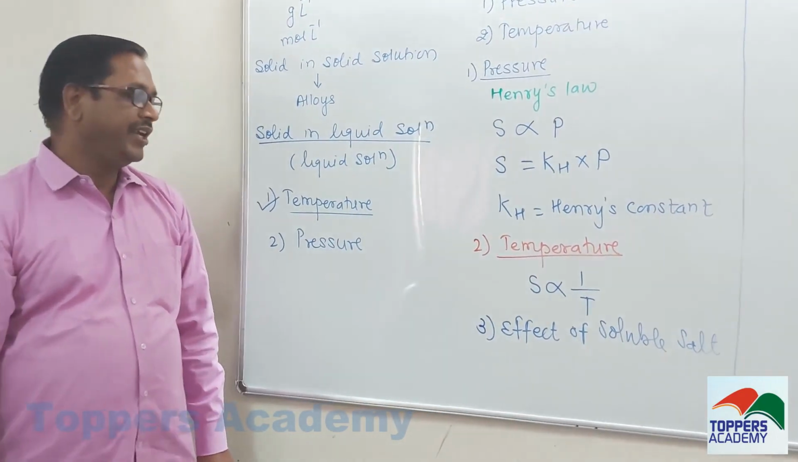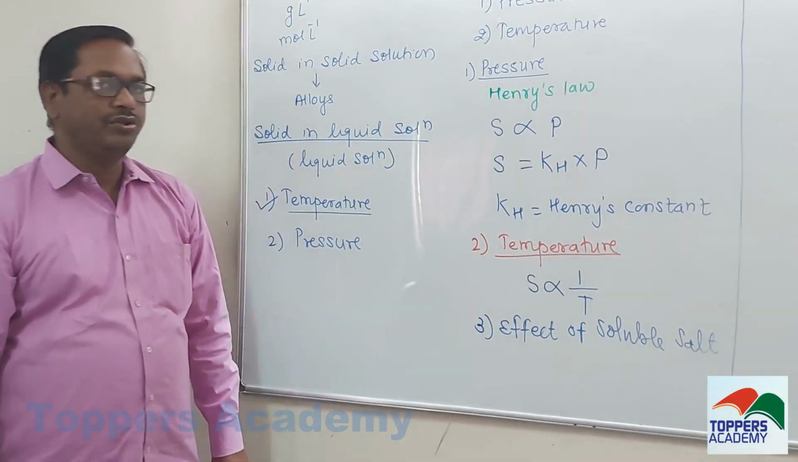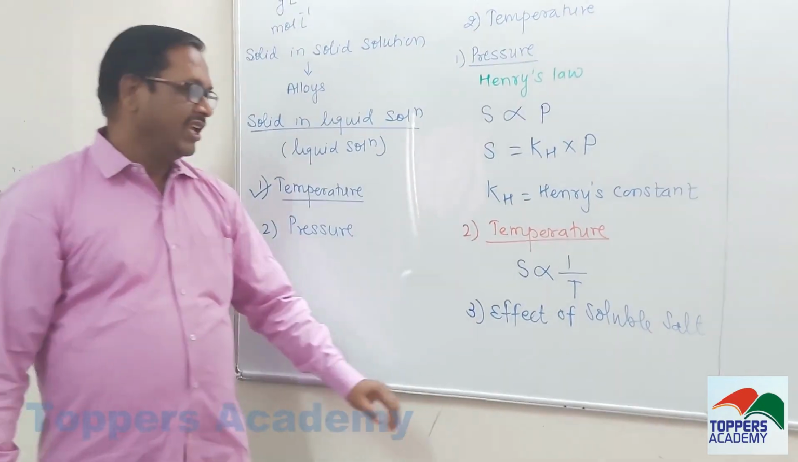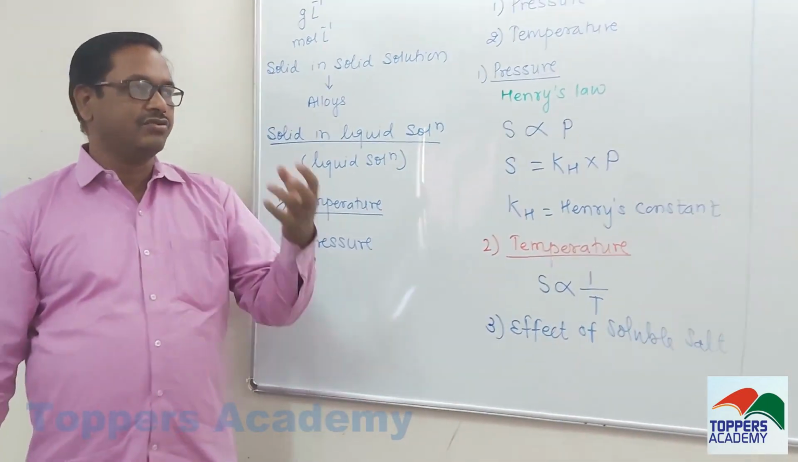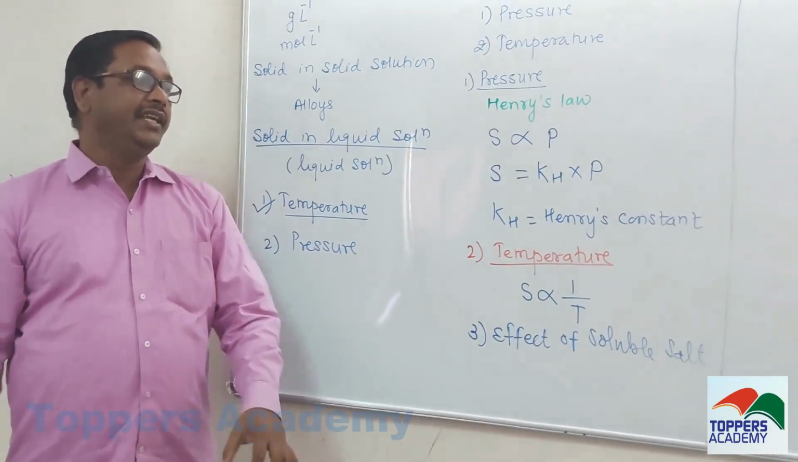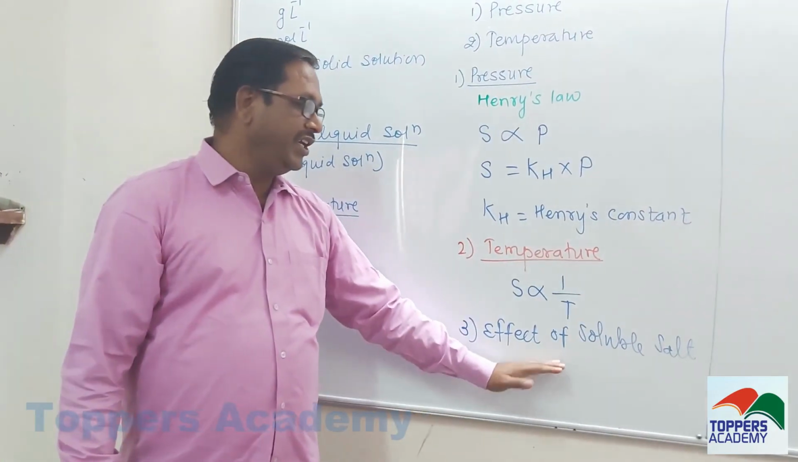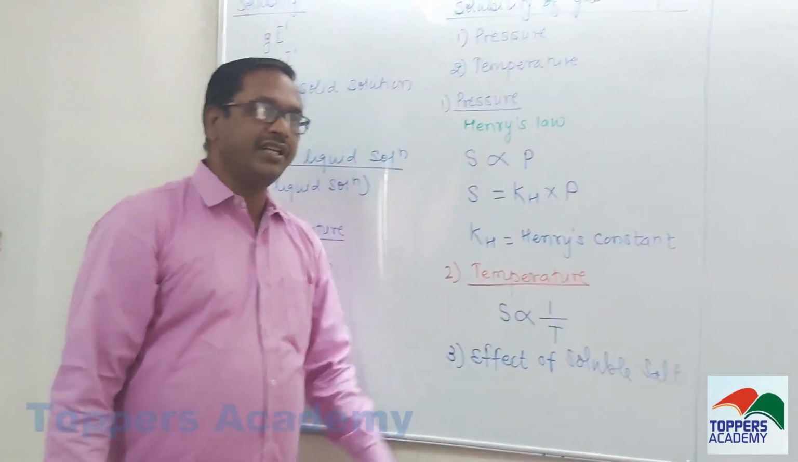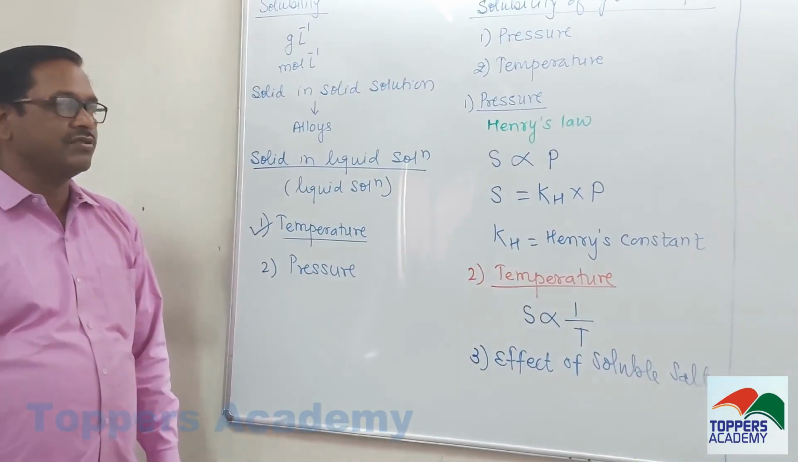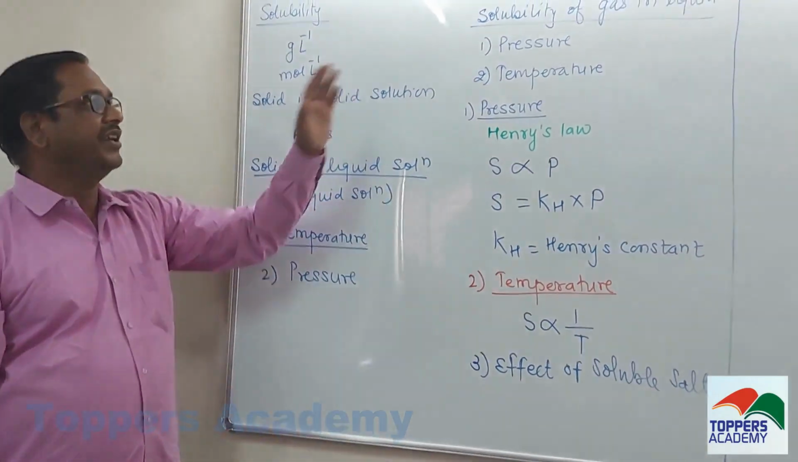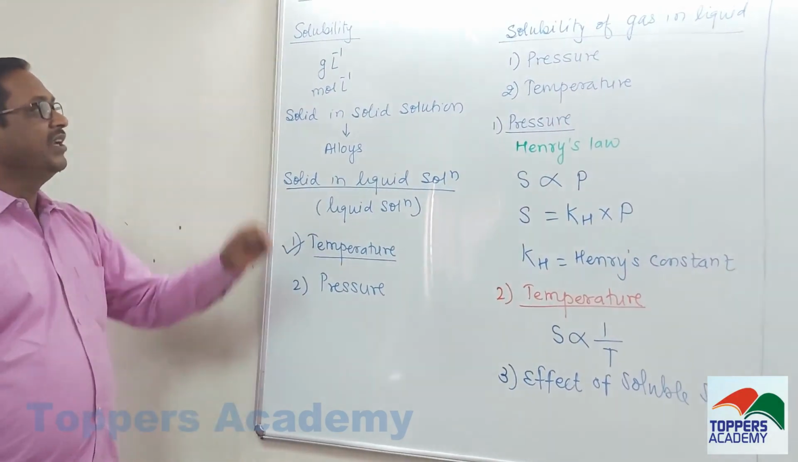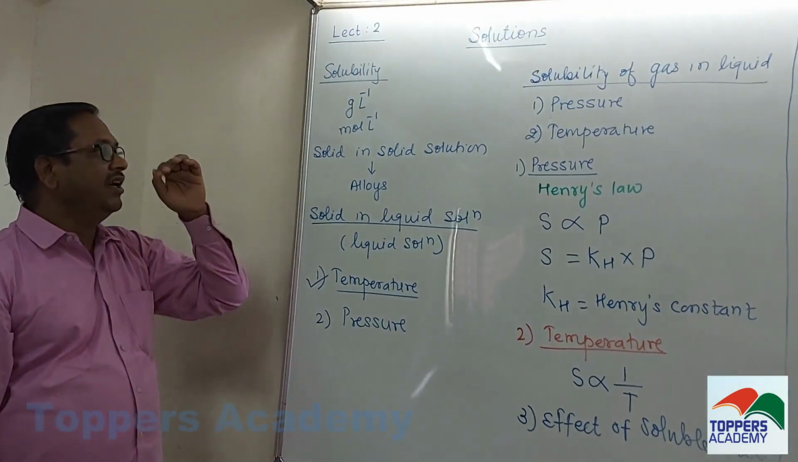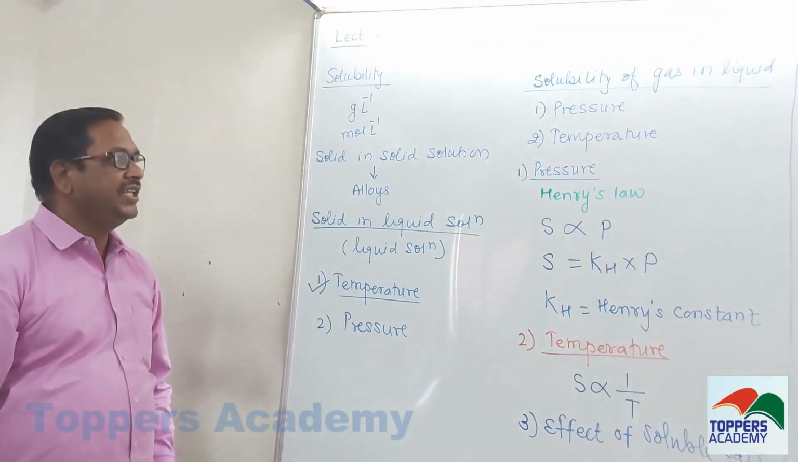Means when temperature increases, solubility decreases there. And when we add some salt which is soluble in the solution, it decreases the solubility of the gas in liquid there. Therefore, the effect of soluble salt in liquid affects the solubility of gas in liquid here. In this way, the solubility is affected by many factors here.